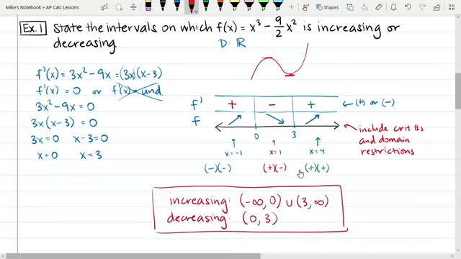So what that means then is, not only can we use the first derivative to help us determine where a function is increasing or decreasing, but we can also use the behavior of the signs of f prime to determine where we might have a relative maximum or a relative minimum for the graph. And that's going to take us to what's called the first derivative test.